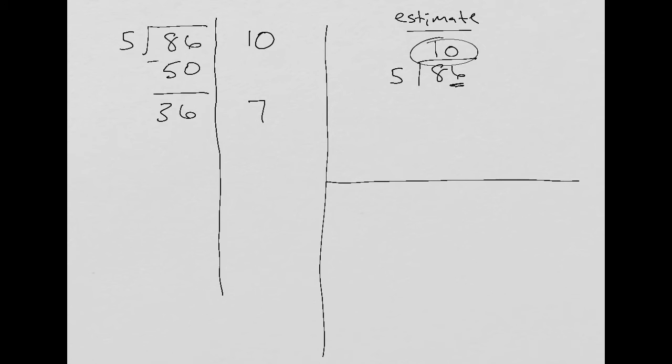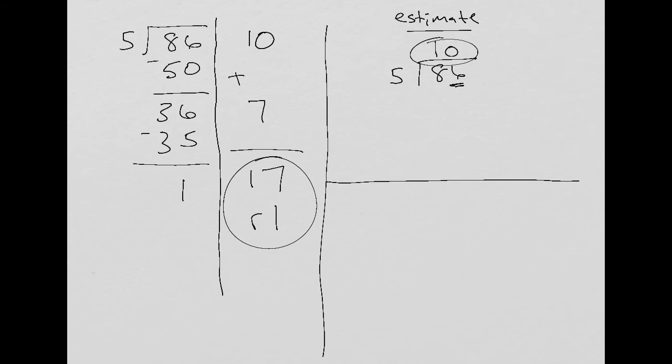And so if I take 7 groups of 5 away, that's 35, and I subtract and I get 1. Now 1 is less than 5, so I should be done, and so my answer should be the 10 plus the 7, which is 17, with a remainder of 1. And then in this last box, we checked our work.